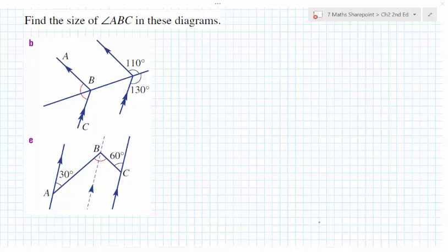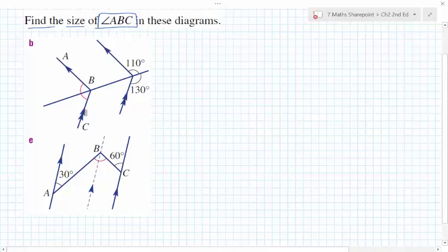Okay, so let's have a look here. It wants me here to find the size of angle ABC in the diagrams below. So let's identify ABC in this first one. A to B to C. Okay, so it wants that angle in there. That's the angle that it wants.